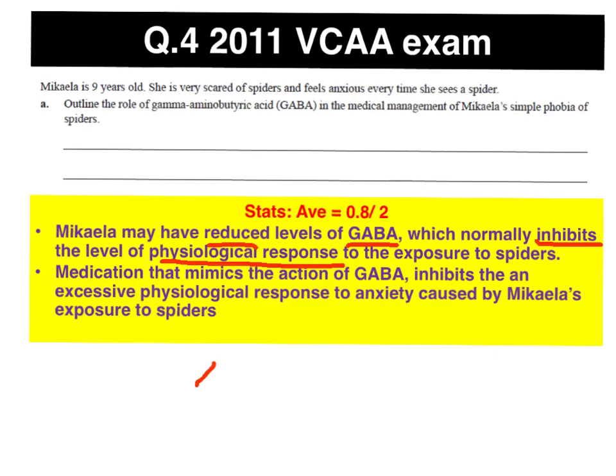So the 2nd mark for talking about how the benzos work, you didn't have to mention them, you just say that they mimic the effects of the GABA, which therefore inhibits the physiological response, i.e. increased heart rate, etc., when she's actually exposed to the phobic stimulus.